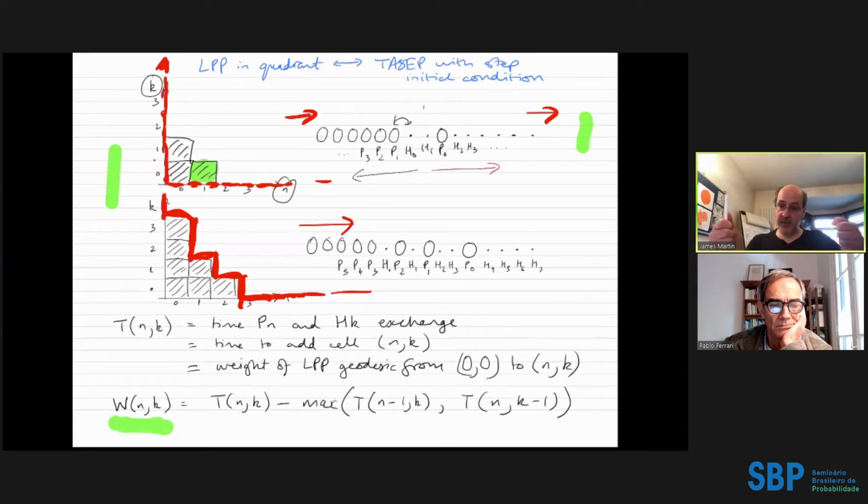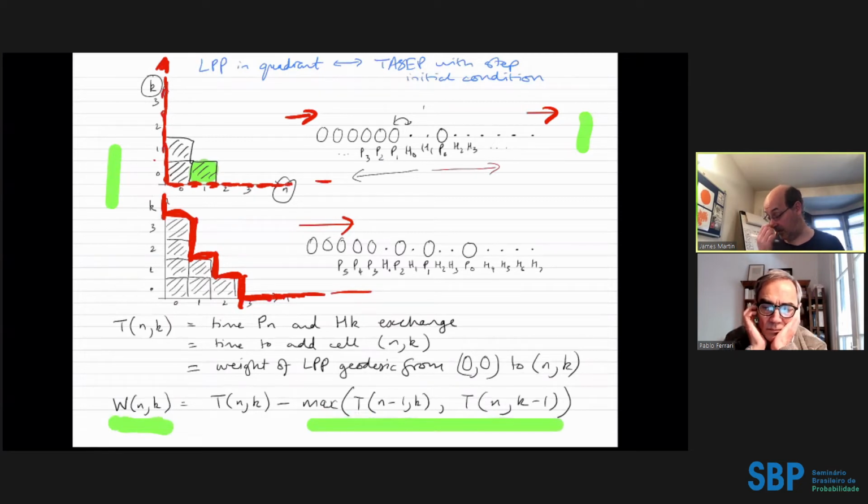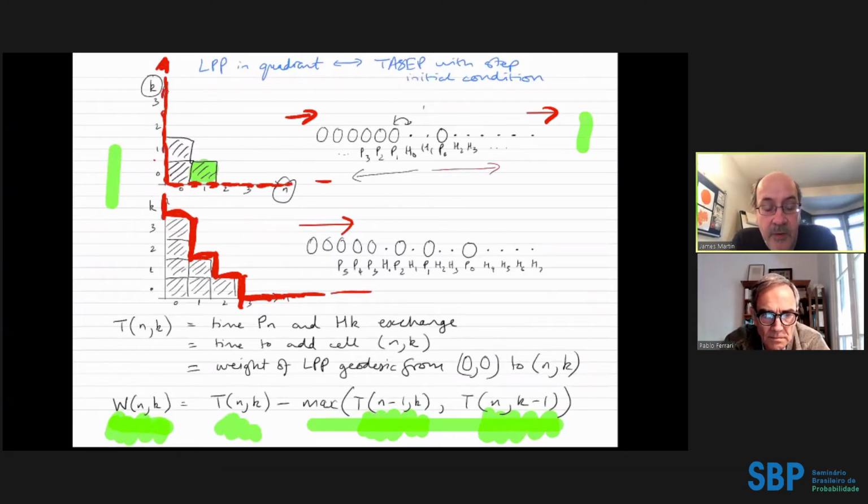be the time it takes for particle n and hole k to exchange once they've got next to each other. So you wait until particle n and hole k are next to each other. In order for particle n to be next to hole k, we need particle n to have got past hole k minus 1, and we also need particle n minus 1 to have got past hole k. Those are the two things we need for particle n and hole k to be next to each other, and then we wait an exponential amount of time for them to swap round, and that gives us the time that particle n and hole k exchange. Okay, so that's the simplest coupling between TASEP and last passage percolation.